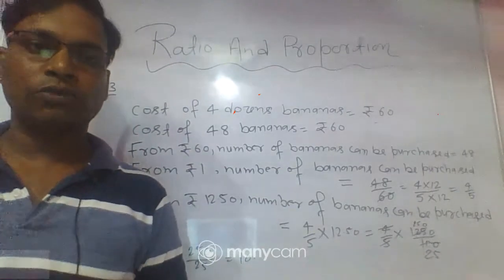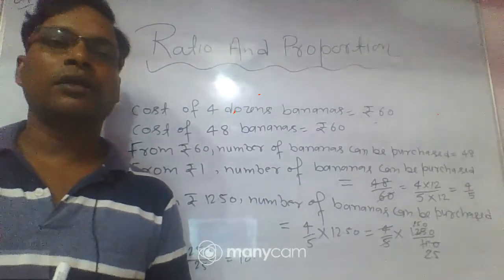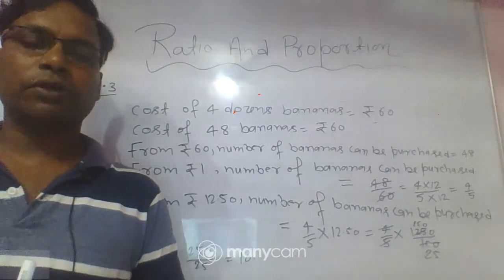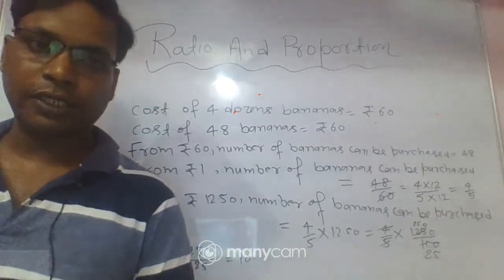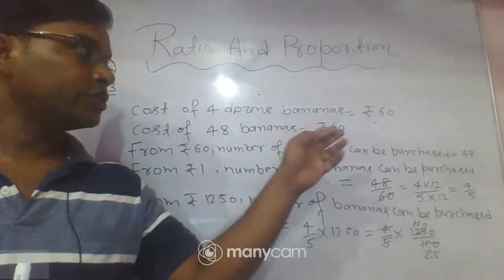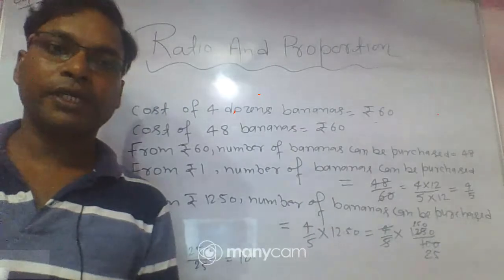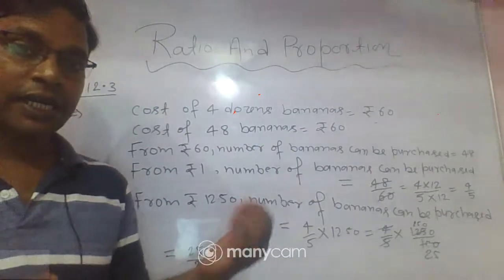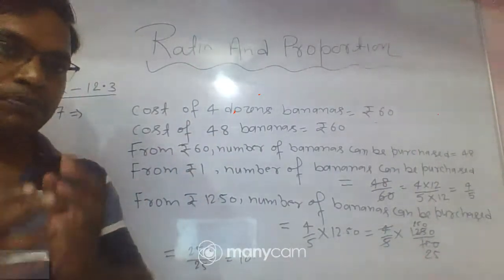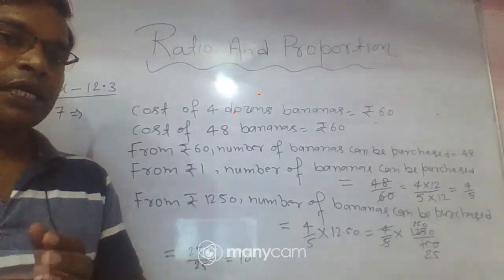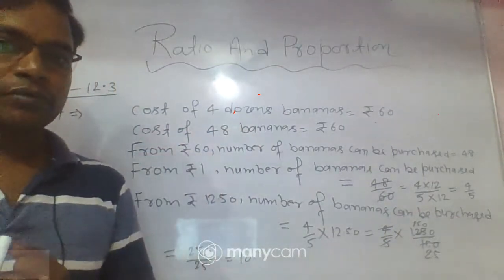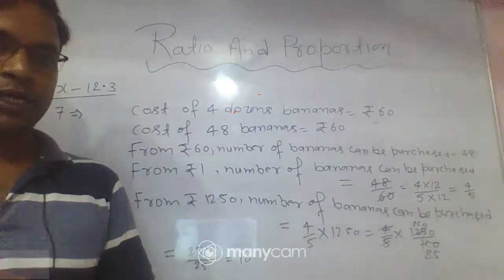Okay, so let us discuss again this question. This is given, cost of 4 dozen bananas is 60 rupees. So you know very well, 1 dozen is equal to 12. So it means that 4 dozen is equal to 48. 4 into 12 is equal to 48. So it means that 60 rupees is the cost of 48 bananas. So we can write like this: from 60 rupees, number of bananas that can be purchased is equal to 48.